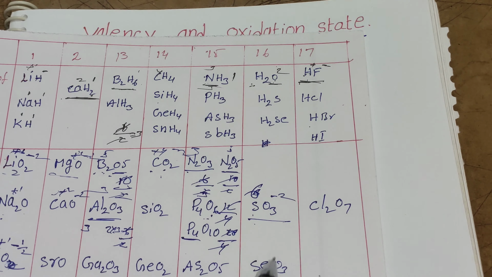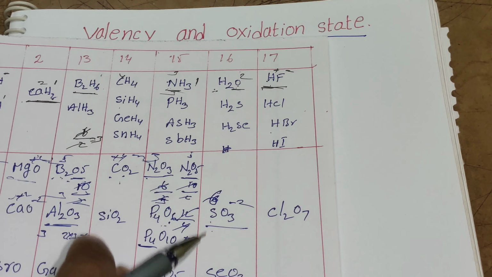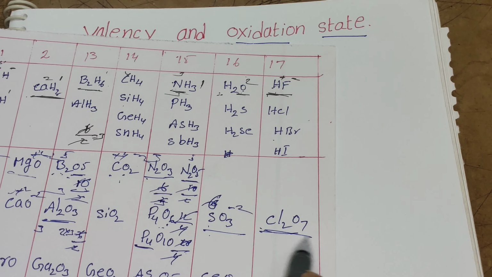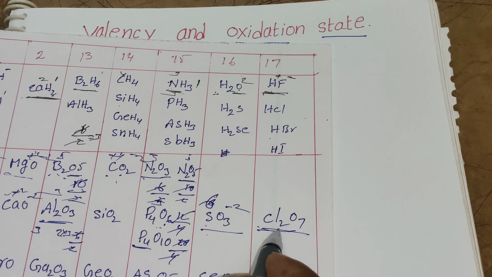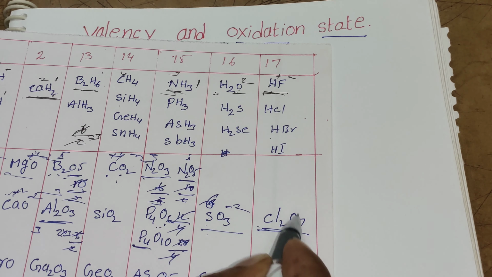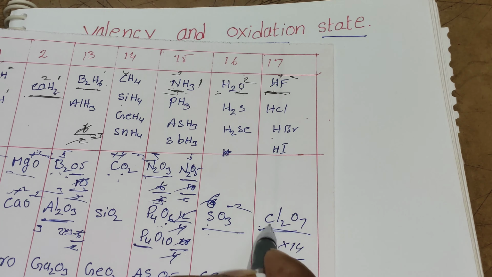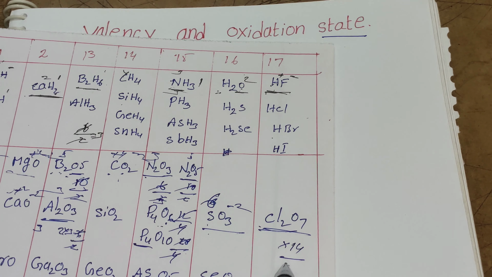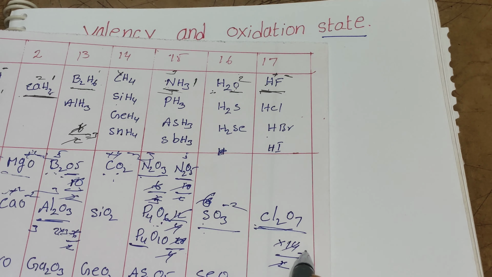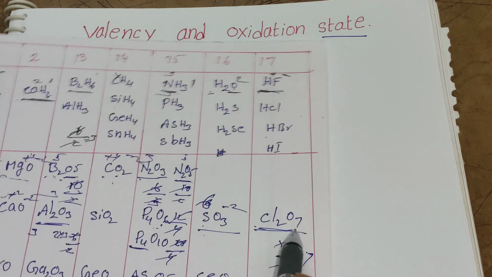And the selenium trioxide also like that one. And here in the Cl2O7, the 7 oxygens are there. 7 into 2 equals 14, that is the oxygen valency. 14 divided by the 2 chlorines, 2. So here the chlorine valency is 7.